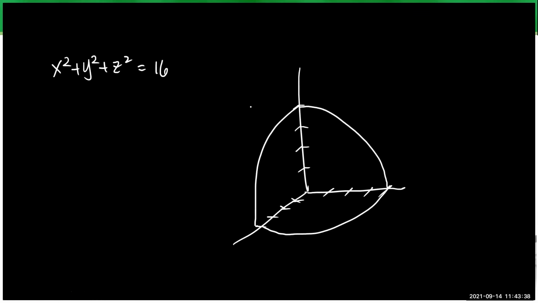Can you imagine the figure? So on the wall is y squared plus z squared equals 16, x squared plus y squared equals 16, and x squared plus z squared equals 16. Do you understand what I'm doing? I'm writing the equations of those traces. Tama ba?